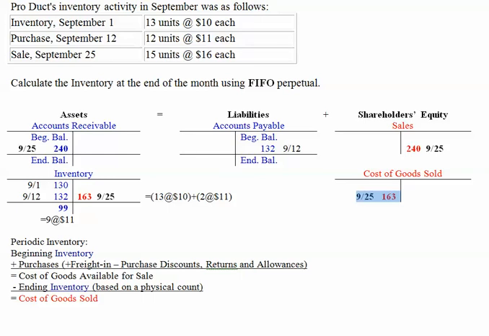So perpetual is the better method. It's more up to date, though no matter what method you use, perpetual or periodic, you still have to do an inventory count to make sure that there isn't any theft or obsolescence. So that's the difference between periodic and perpetual, and what companies do in terms of adjusting their records for any theft or any inventory shrinkage.